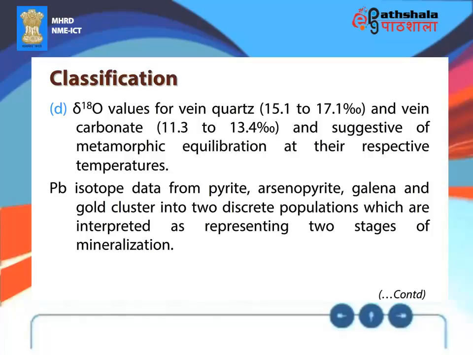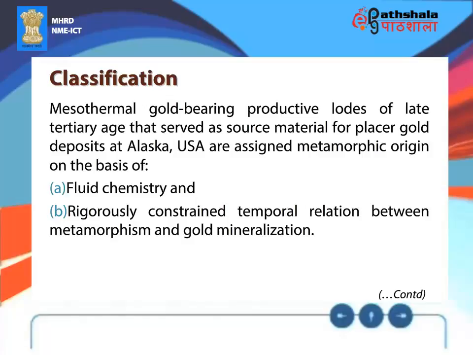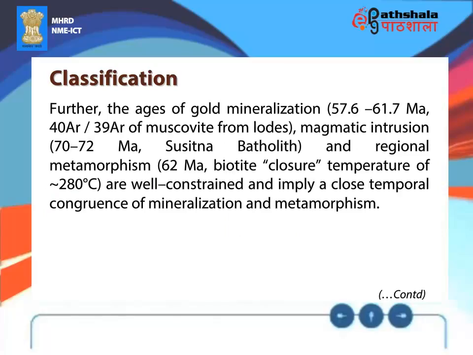Lead isotope data from pyrite, arsenopyrite, galena, and gold cluster into two discrete populations which are interpreted as representing two stages of mineralization. Mesothermal gold-bearing productive lodes of late Tertiary age that served as source material for placer gold deposits at Alaska, USA are assigned metamorphic origin on the basis of: A. Fluid chemistry and B. Rigorously constrained temporal relation between metamorphism and gold mineralization.